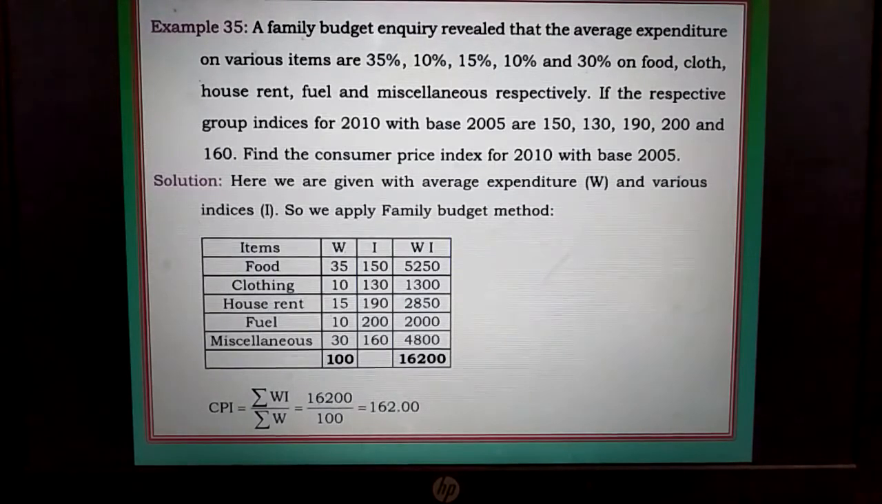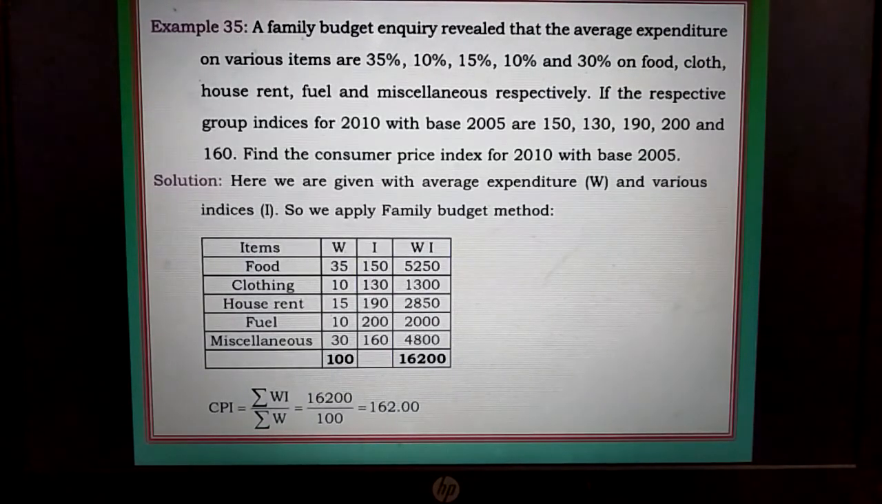So here, whatever are given, the average expenditures, those will become W. So in the W column, 35, 10, all those values you have to take. And the respective group indices are given. So group indices are nothing but capital I. So those also can be taken. And for respective items also it was given, food, cloth and all. So items can be taken. So items, W and I, this information is given already in the question.